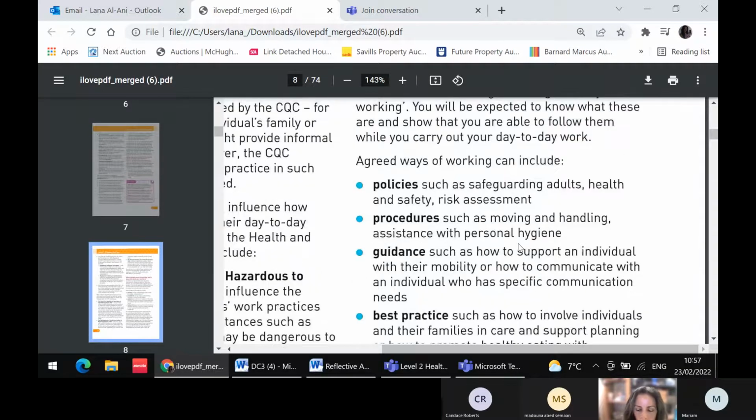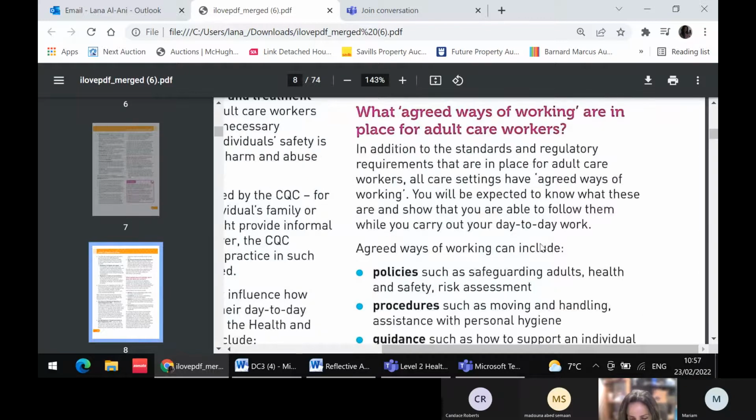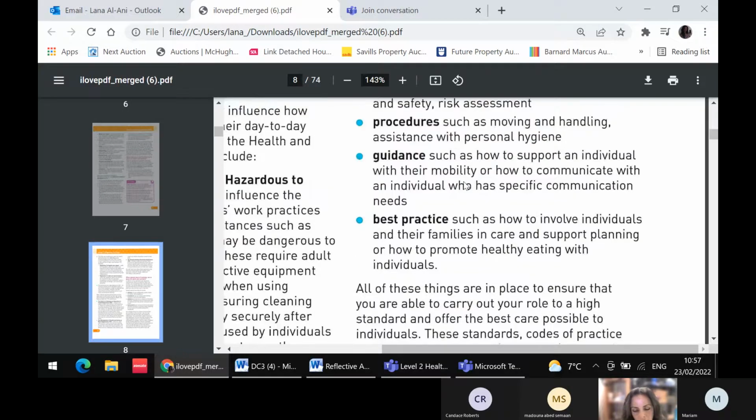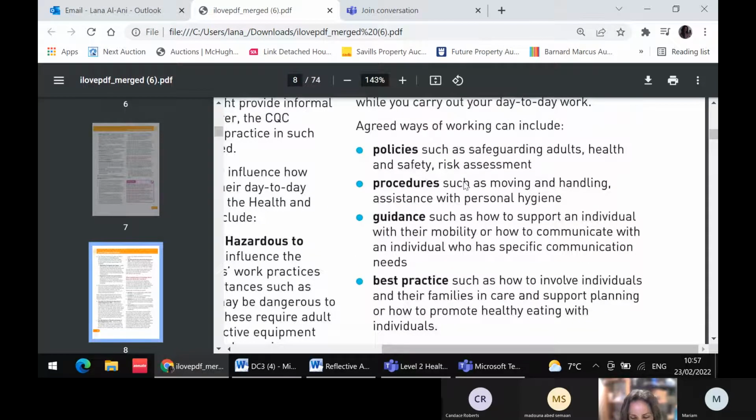So when it comes to agreed ways of working, you need to say that in any adult care place, the carers should always follow the policy and procedure, the agreed ways of working, which are, first of all, policies such as safeguarding, health and safety, risk assessment. All these are policies. Also the procedures. Procedures mean the way we handle things. So the procedures such as moving, handling, assisting our clients, and also personal hygiene.